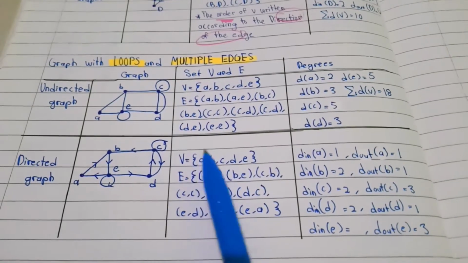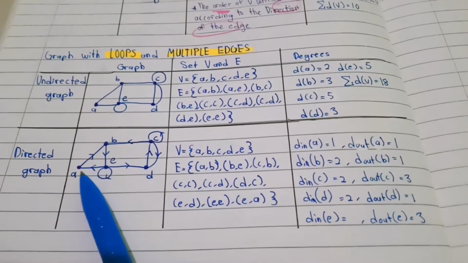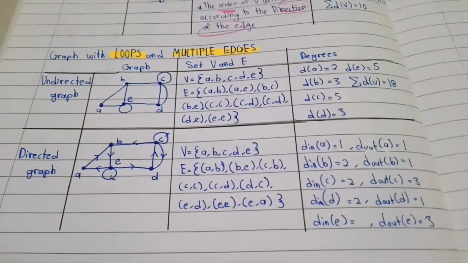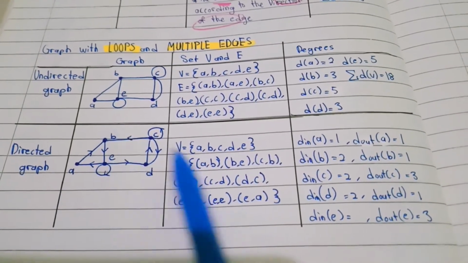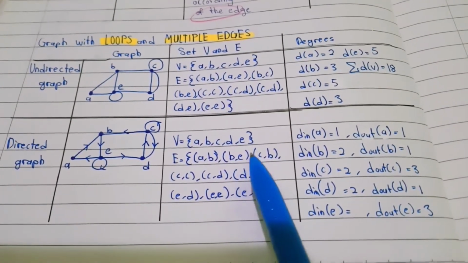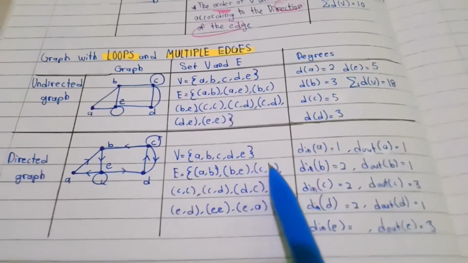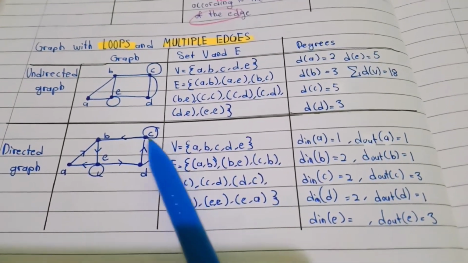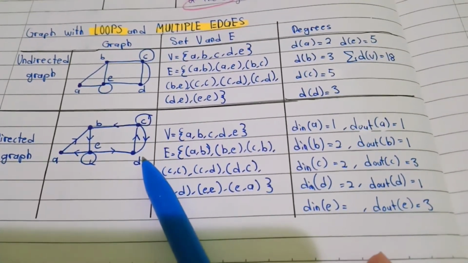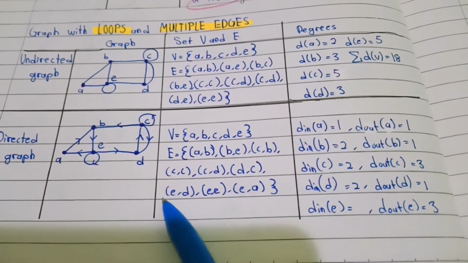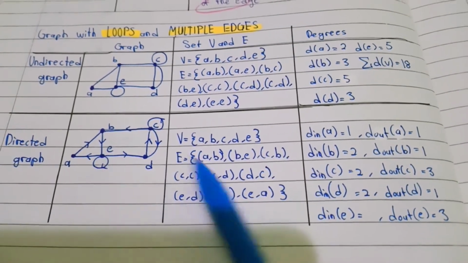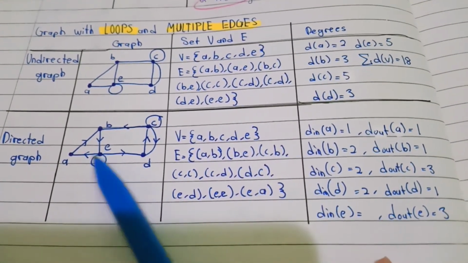So here is the directed graph. The set of vertices is A, B, C, D, and E. And the set of edges, let's start with A. A goes to B, so we write AB. B goes to E, here BE. C goes to B, so we write CB. C loops here, so CC. C goes to D, and D goes to C. E goes to D, so we write ED, and another loop EE, and lastly EA.